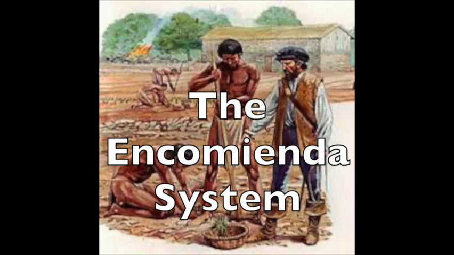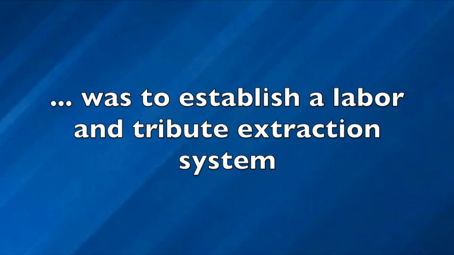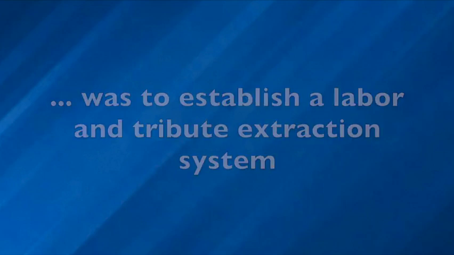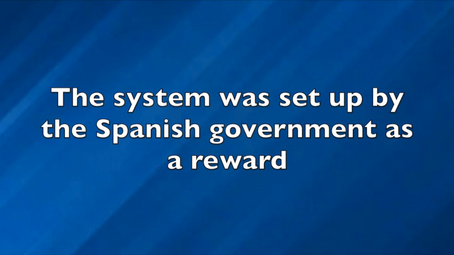Now, to understand New Spain's colonial structure, we must first grasp the Encomienda system. The primary intent of the Encomienda system was to establish a labor and tribute extraction system in the newly conquered territories of the Americas. It was implemented by the Spanish crown to reward conquistadors, soldiers, and other settlers for their service in the conquest and colonization efforts.